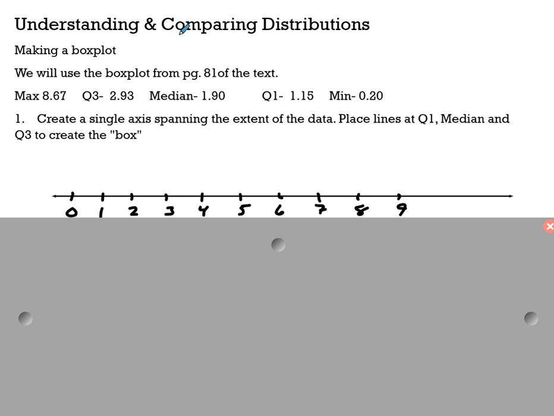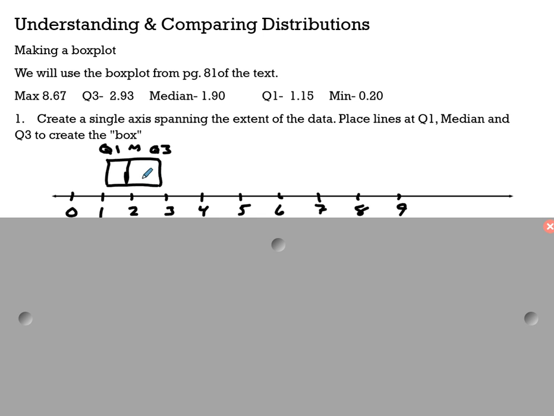Now, we're going to take our values. We're going to put the median at 1.9, so that's almost 2. In this case, I'm going to put a vertical line right here. Q1 is a little over 1. And then Q3 is almost 3. It's 2.93. So there's our box: Q1, our median, and Q3. That makes our box.